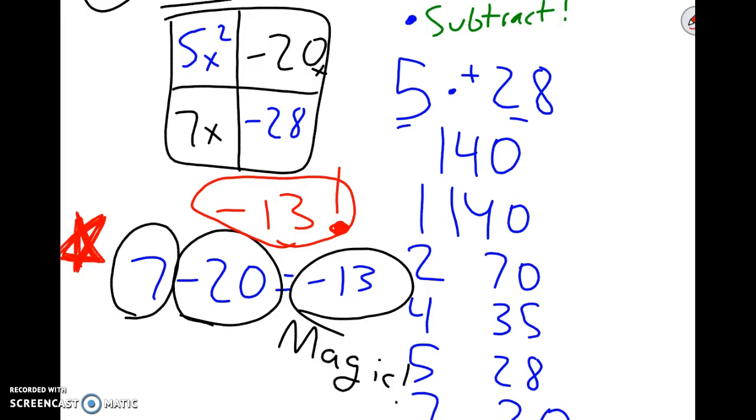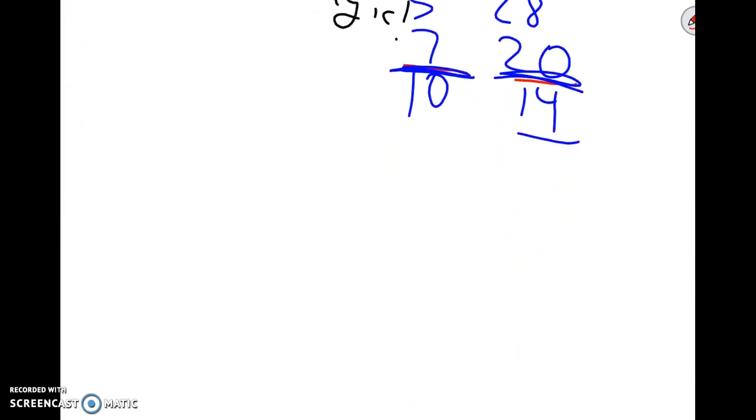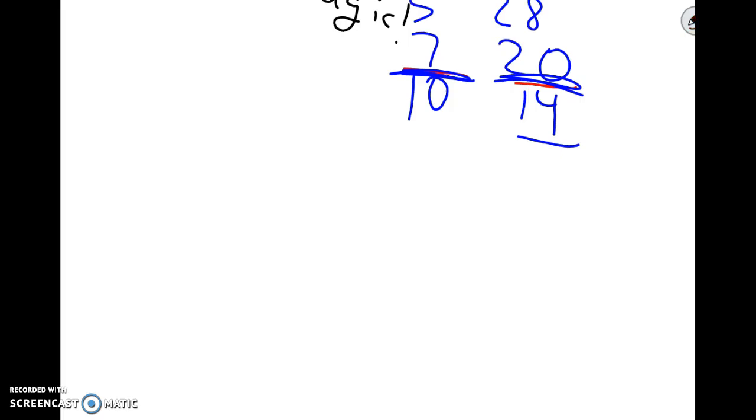So we're going to move on and do one more. I'm going to go ahead and do number 8 because I'm feeling 8 today. I don't know why. Just feeling it. So let's do number 8.